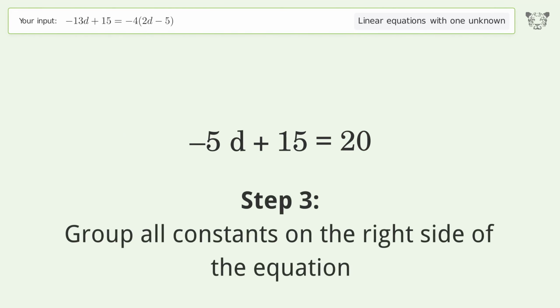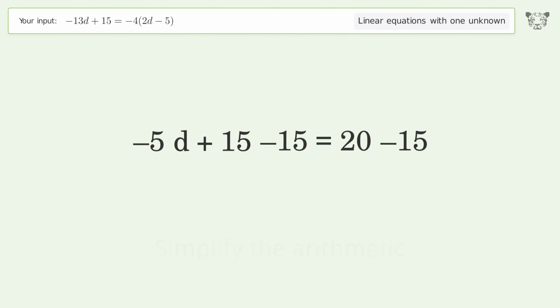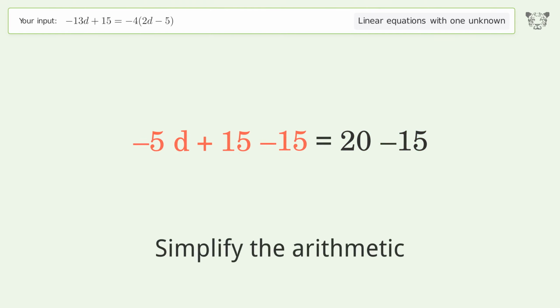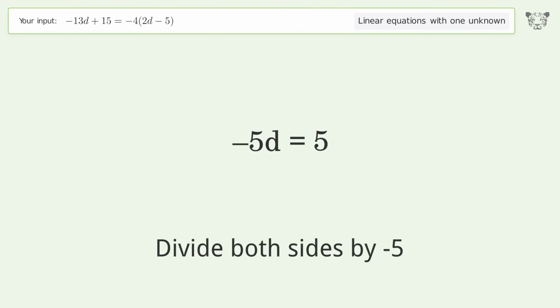Group all constants on the right side of the equation. Subtract 15 from both sides. Simplify the arithmetic. Isolate the d. Divide both sides by -5.